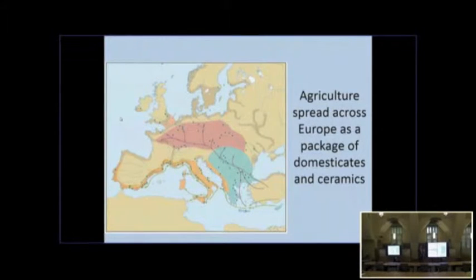And the reason it's yellow is because it's characterized by a distinct type of ceramic. And then you have other areas here in the Aegean, and another area up here, the Linear Band Ceramic culture across Central Europe. So you really see three different areas, and there are some proposed paths of spread that show how domesticates and ceramics and basically agricultural societies spread across Europe.